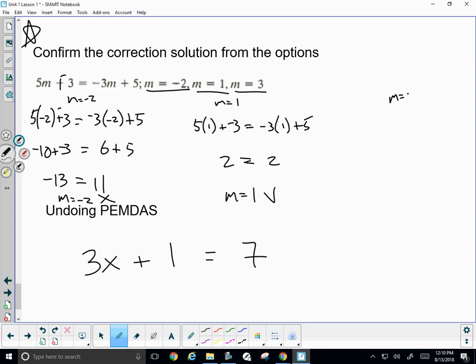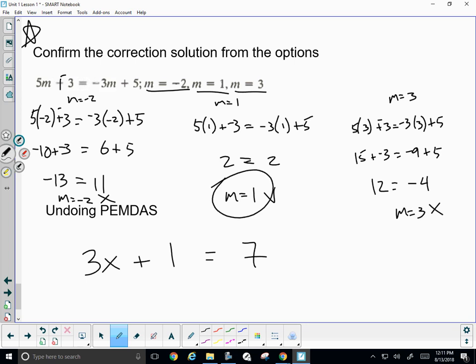And I should probably check 3. I plugged in 3: 5 times 3 minus 3 equals -3 times 3 plus 5. Change that into a plus and negative. I have 15 plus -3 equals -9 plus 5. This is 12, and this is -4. So not true. That just confirms my only solution is 1.